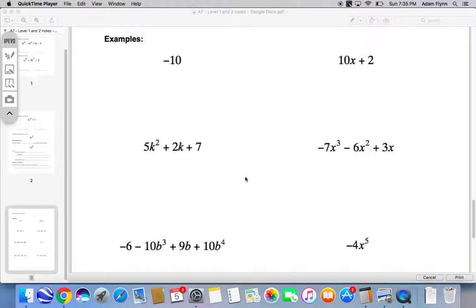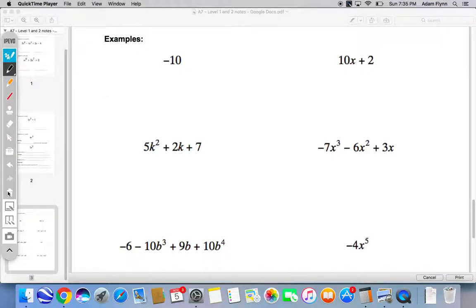Welcome back. This is A7 Naming Polynomials Examples. So right off the bat, during this video, we'll go over multiple ways to name all these terms. There's not one correct way to name any one polynomial. As long as you're describing it right, a variety of answers could be accepted.